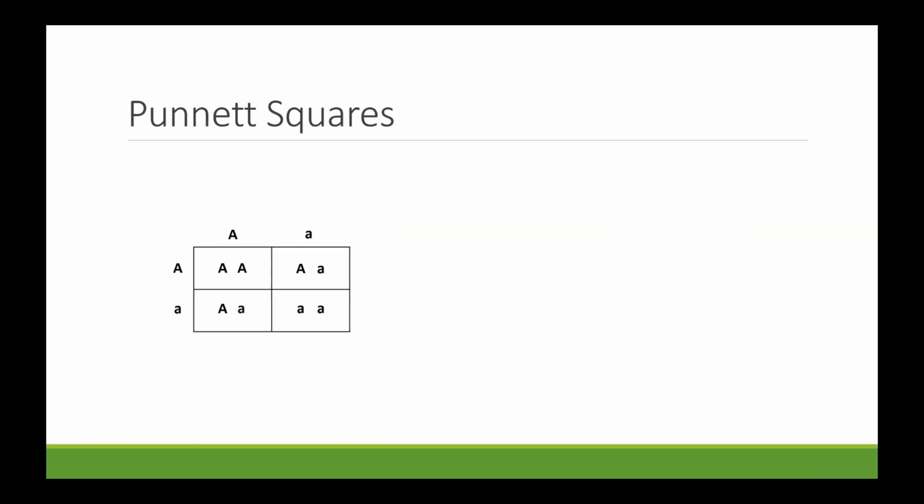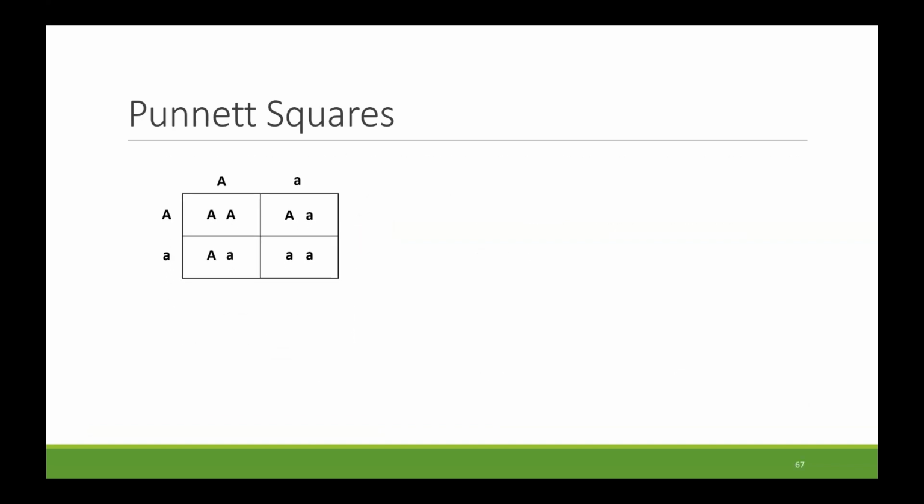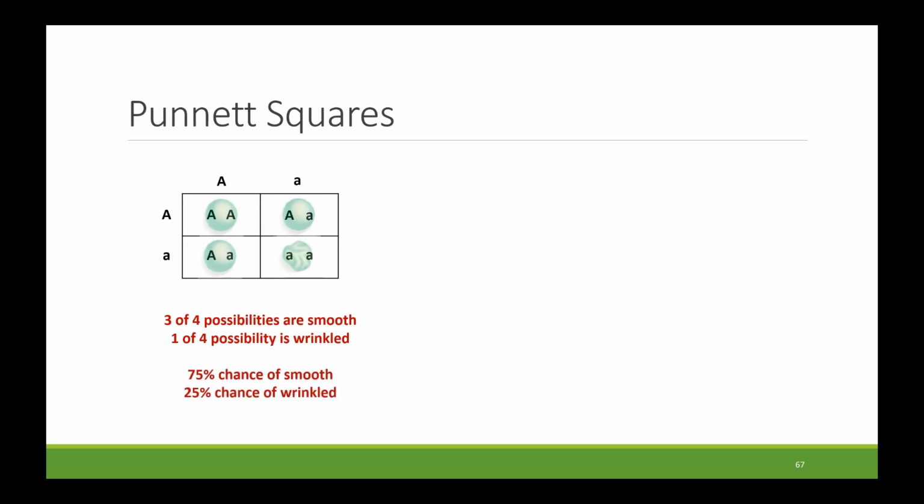Now, if we then take this Punnett square and we look at all four possible boxes in there and we figure out what the phenotype would be, we would conclude that 3 out of the 4 possibilities are smooth, and one of the 4 possibilities, specifically the lower right-hand one, is wrinkled. So in practice, this means that when two parents with the genotype big A, little a cross with each other, there is a 75% chance that the offspring will be smooth and a 25% chance they'll be wrinkled. And again, this agrees with what Mendel saw in his experiments.